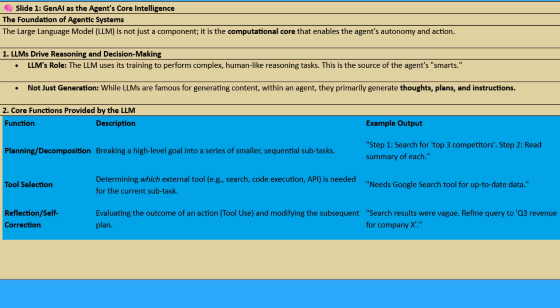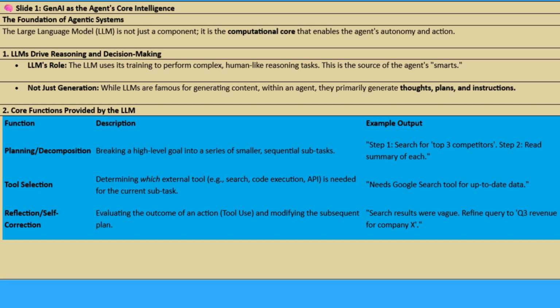At the heart of every intelligent agent lies a powerful engine, and that engine is the large language model. This slide emphasizes a crucial insight: the LLM is not just a supporting component, it is the core computational brain that drives the autonomy and adaptability of agentic systems. While LLMs are widely known for generating text, their true power in agentic systems lies in their ability to reason, plan, and make decisions. This slide outlines three foundational functions that LLMs perform within agents.